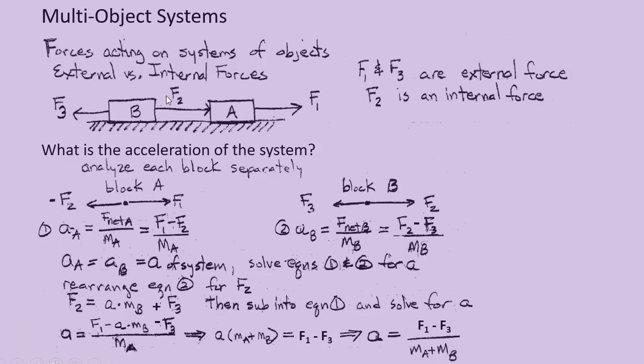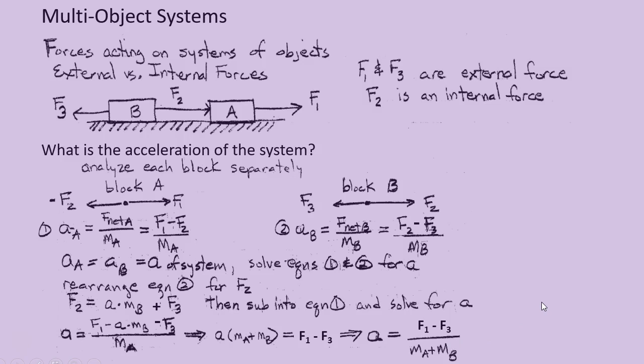Notice the internal force F2 does not show up or impact the acceleration for the system. And that is true of all systems. When we are calculating the acceleration of the system, the internal forces, because of Newton's third law, wind up canceling each other out. Notice that the system mass here of MA plus MB, we are making the assumption that the mass of the ropes are insignificant compared to the mass of the blocks.